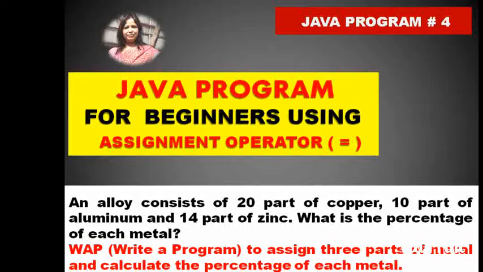Now for your knowledge, I'll tell you what is an alloy. An alloy is the combination of metals combined with one or more other metals.